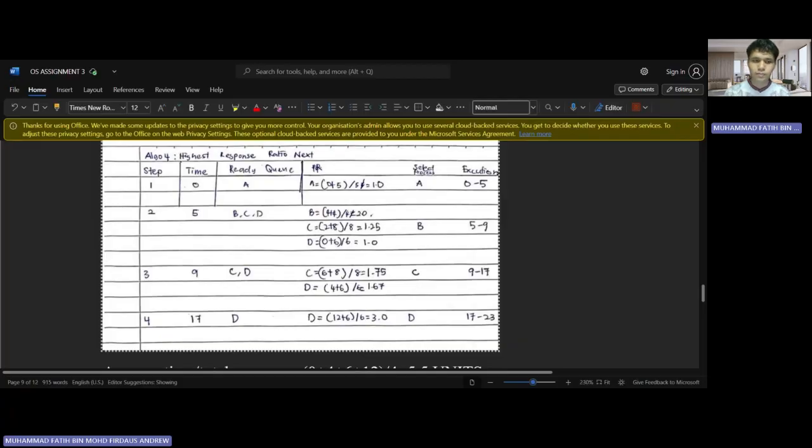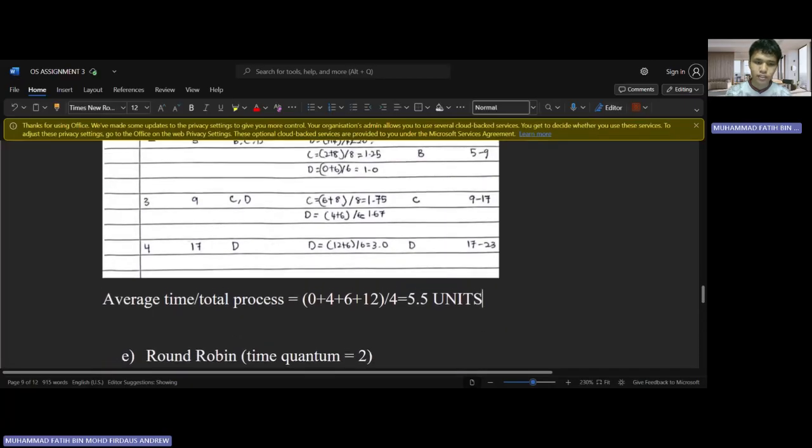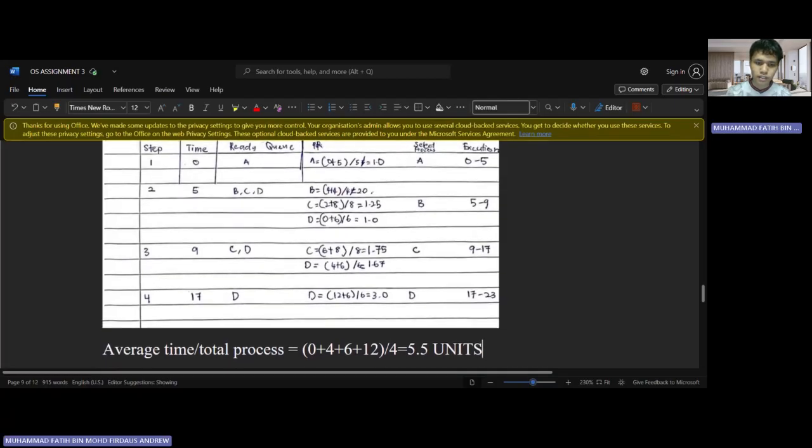So for the time 17, the ready queue is only D. So we calculate the D is 12 plus 6 equal to 18 and 18 divide by 6 get the 3.0. So when we get 3.0, we select the D as the process and execution time is 17 until 23. So actually for the average time, we select the waiting time of the executed processes and divide by the total process.